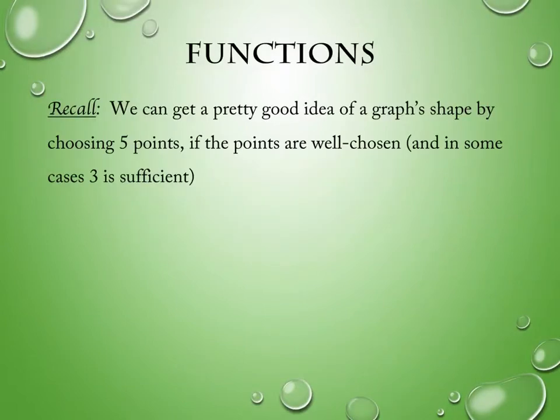When we graphed before, what we talked about is that we can get a pretty good idea of what the graph looks like if we plot 5 points. When we had lines, we only needed a couple points, right? But when we had other graphs, 3 points wasn't enough. 2 points wasn't enough. We needed about 5. We do need to be a little careful on how we choose those 5 points. That's going to be the trickiest part of today, is how we choose those points well.